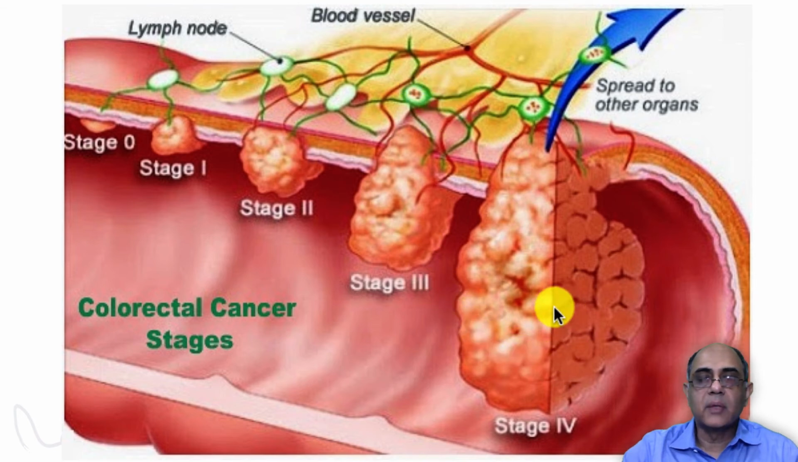And when we come to stage 4, the T and N don't matter. Whatever T, whatever N, the main problem is localized or distant metastasis, spread to other organs, and this will determine the prognosis of the disease as well.